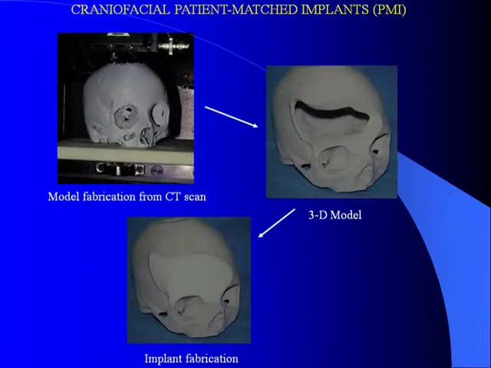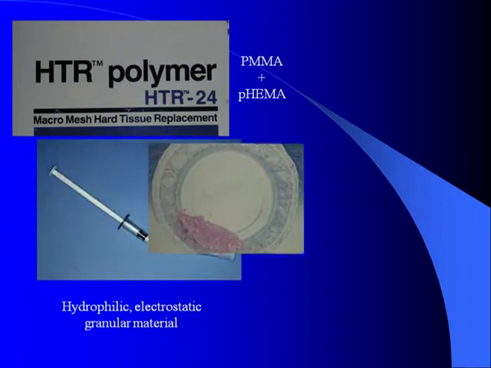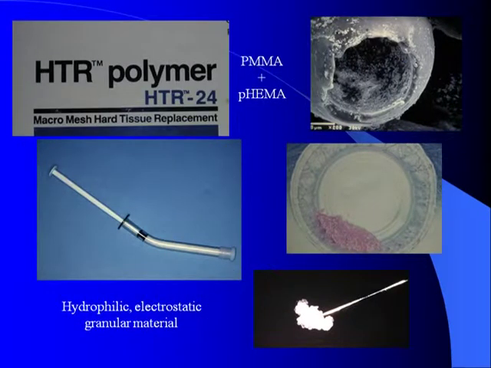HTR PMI stands for Hard Tissue Replacement Patient-Matched Implants, which is for large cranial defects of which an implant is fabricated off of a CT scan and a subsequent model which has been made. HTR is a mixture of polymethylmethacrylate and polyhydroxyethyl methacrylate in conjunction with a calcium sulfate coating. This material has been used for over 30 years and has an original history in dentistry, where it was used as a granular material for the bony reconstruction of tooth extraction sites.